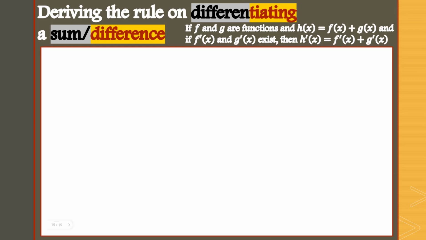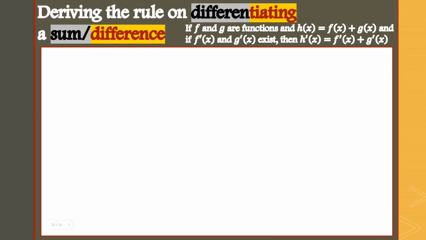It tells us that if f and g are functions, and h is defined as the sum or difference of f of x and g of x, then if the derivatives of f of x and g of x exist, then the derivative of h of x, which is the combination of f of x and g of x, is equal to the sum of their individual derivatives. So we're going to show that here.